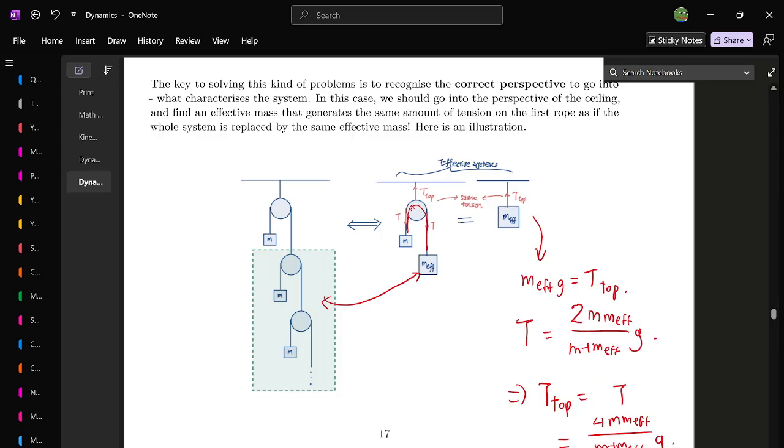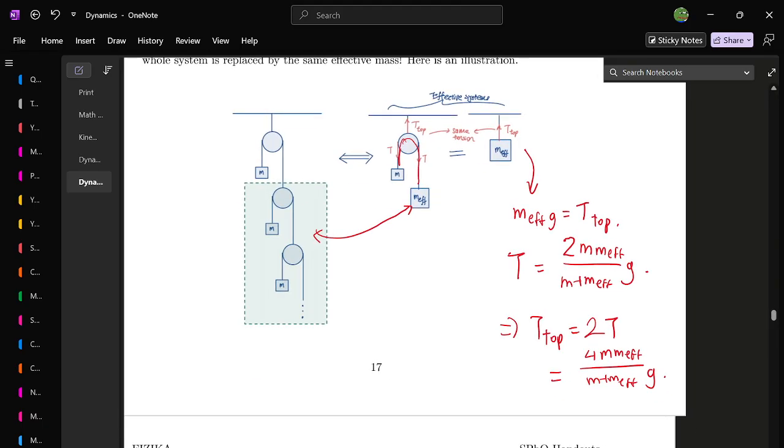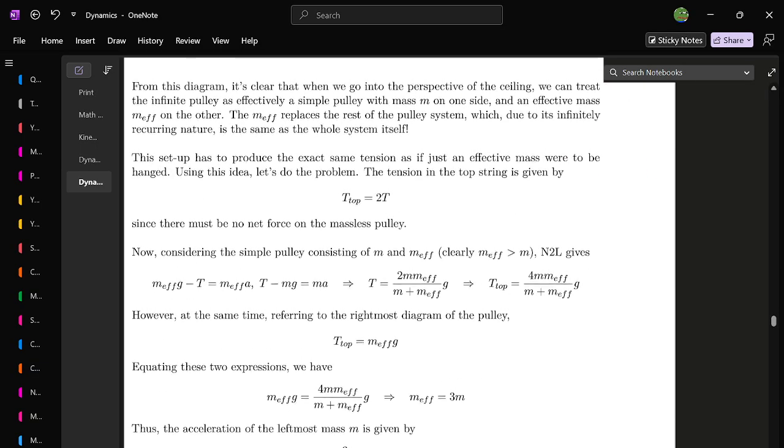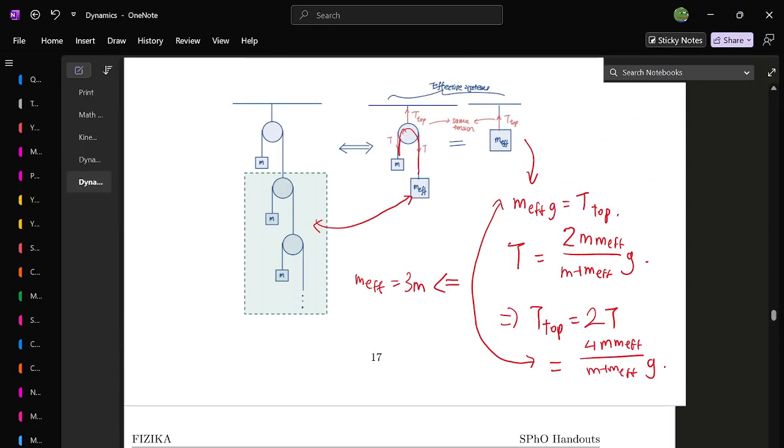So now, you have two expressions for T top. All you have to do is to equate them with each other, and you can find M effective. I think it's 3m. Yeah, 3m. So you can just do that.